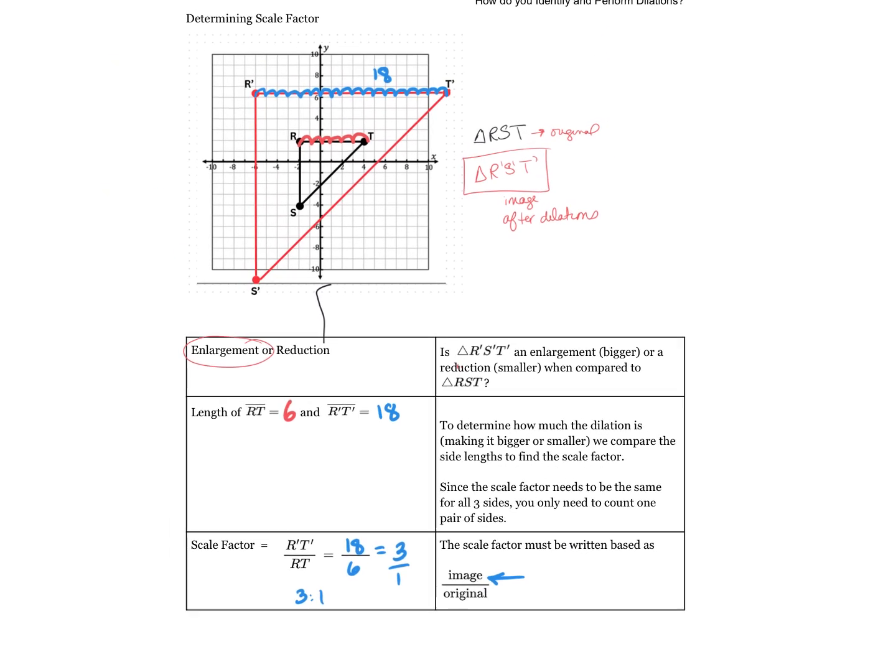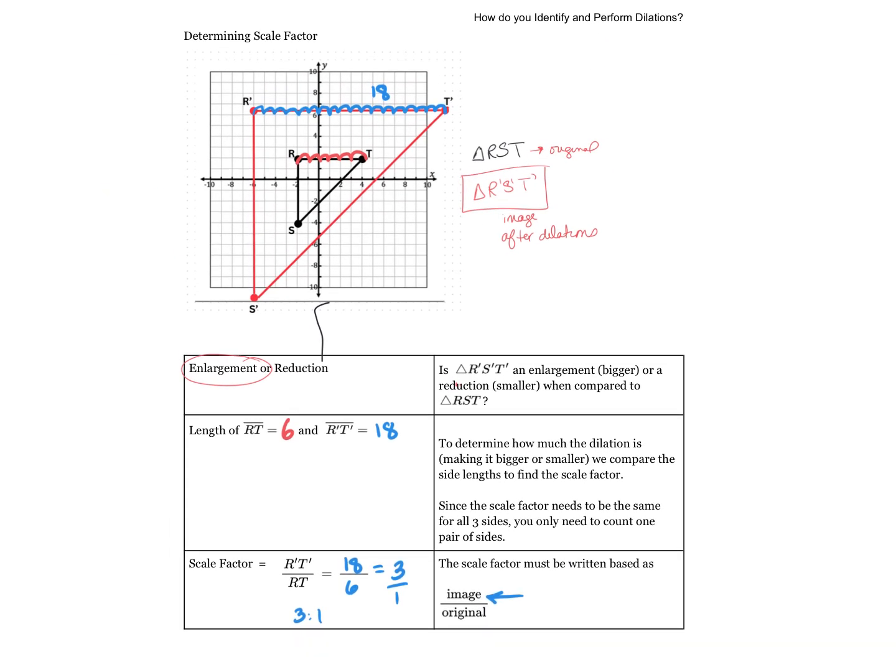And that makes sense because my first side RT has a length of 6, and when I multiply that times 3, I do get 18. So that's that scale factor. It's that number that I'm multiplying my original side length by to get my dilation.